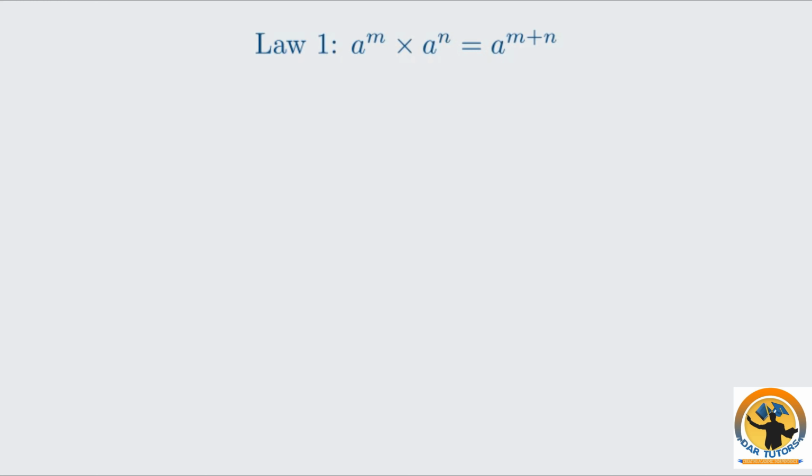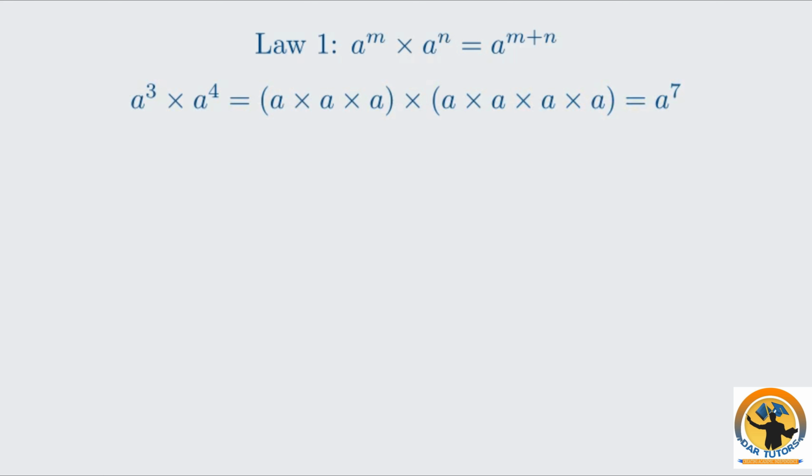Let's see why this works with an example. Consider a cubed times a to the fourth. A cubed is a times a times a, and a to the fourth is a times a times a times a. When we multiply them together, we have a total of 7 a's being multiplied. This is the same as a to the power of 3 plus 4, which is a to the 7th.